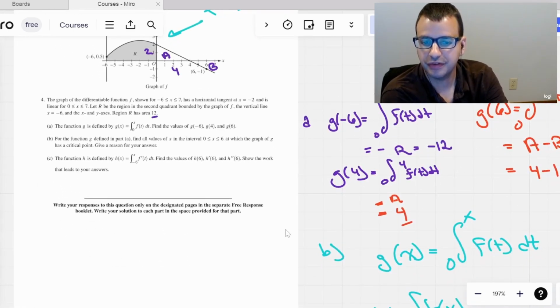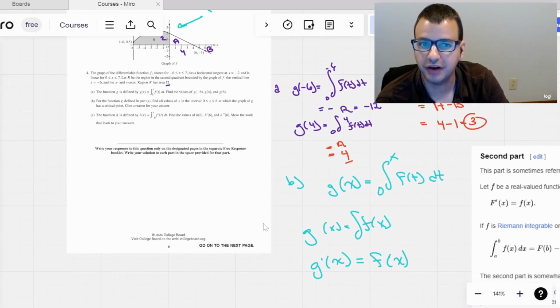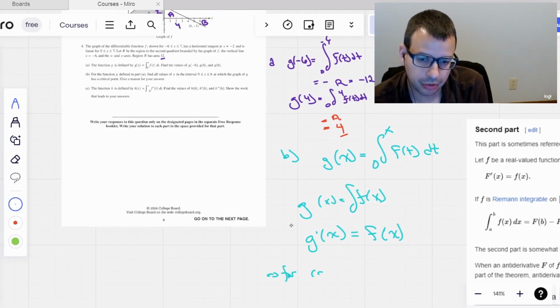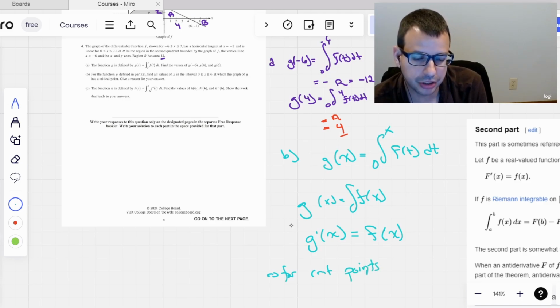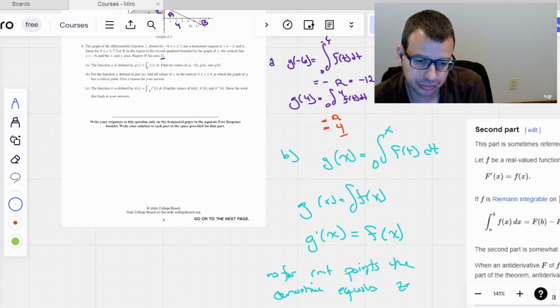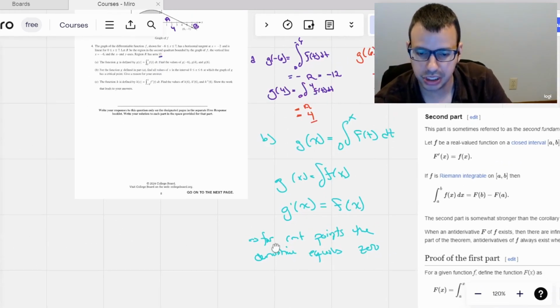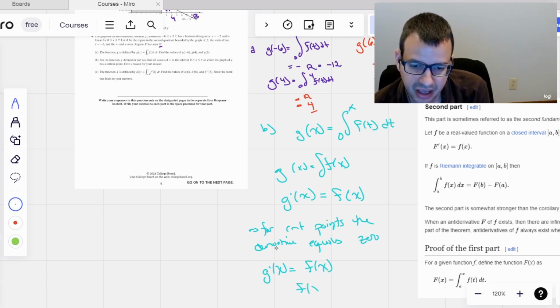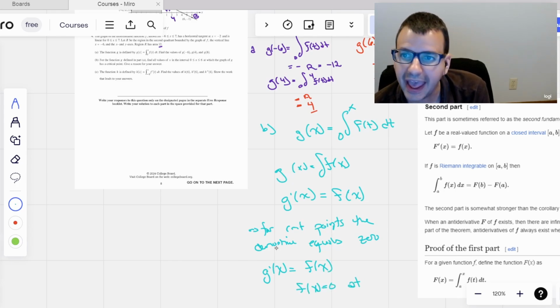So if we want to find a critical point, we want to find where the derivative equals 0. So let's say something like, for critical points, I know my handwriting is terrible, your handwriting will also be terrible because you are writing quickly. For critical points, the derivative equals 0. So the derivative, g prime of x, is going to equal f of x, and f of x equals 0 at x equals 4.